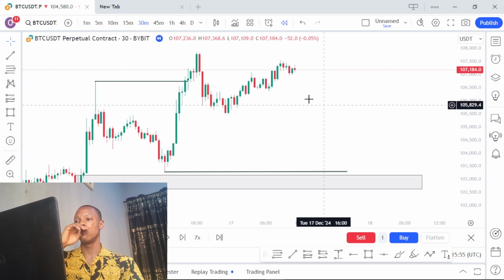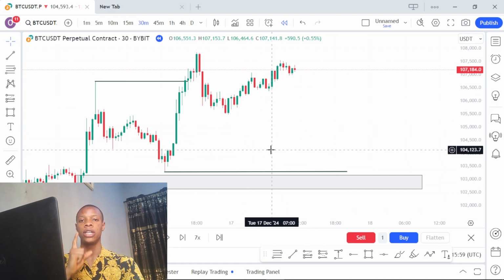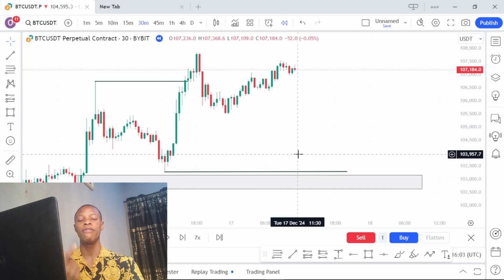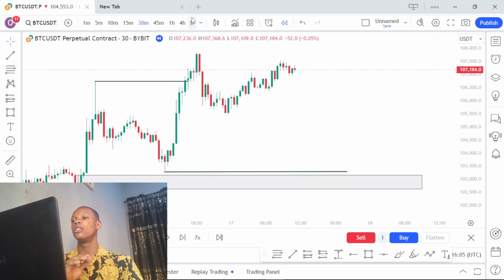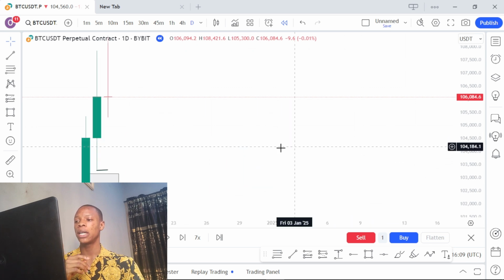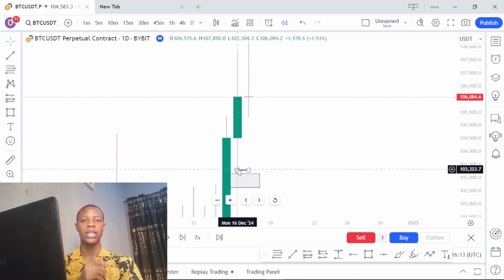Right now, there's also another key thing I noticed about this trade that made me consider it a high probability setup. This low right here was also the previous day low. So let's check it out on a daily time frame. You're going to see that the low I marked out, this low right here, is the previous day low.